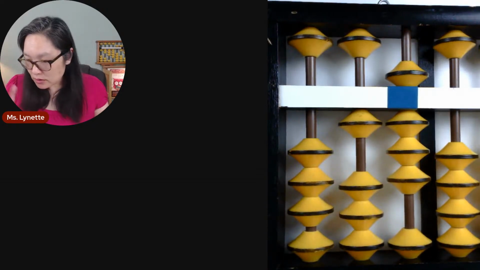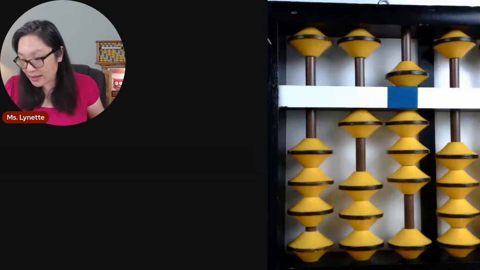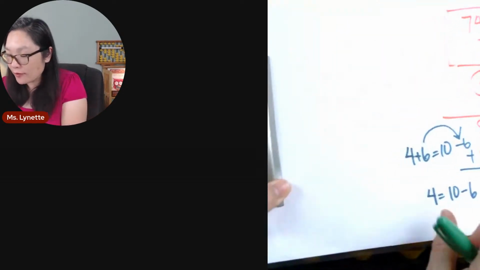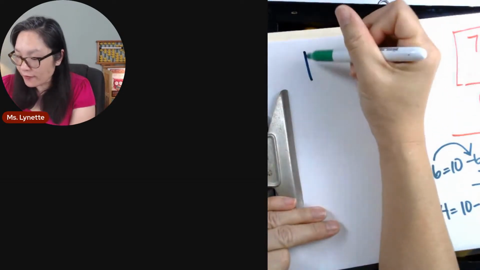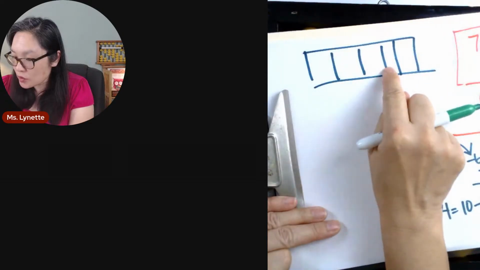In school, I'm going to carry on with this. The school actually teaches the five frame. And so in abacus, we talk about the five frame. What is the five frame? In school, one, two, three, four, five.